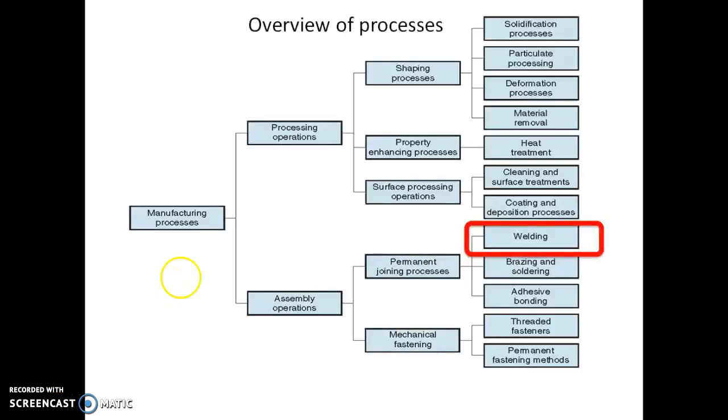Hello everyone. Today we'll see welding processes and its applications and where these are specifically used. If you see overall manufacturing processes, welding comes under assembly operations where there is permanent joining. These are the permanent joining processes. Under the permanent joining processes, there are welding, brazing, soldering and adhesive bonding. Today we'll see the overview of welding, brazing and soldering.